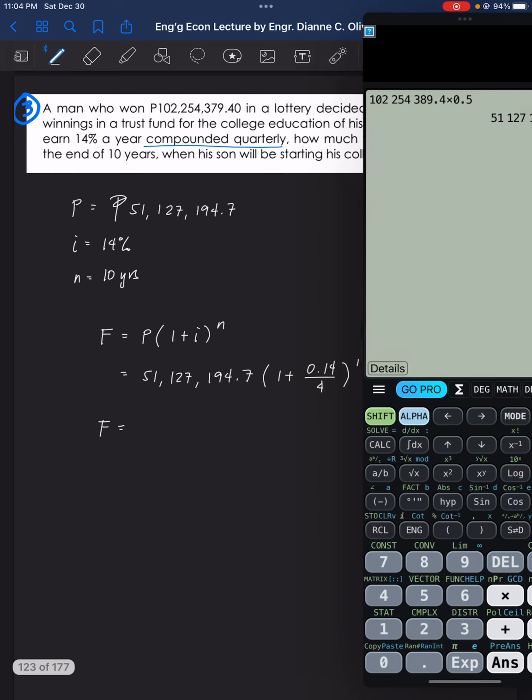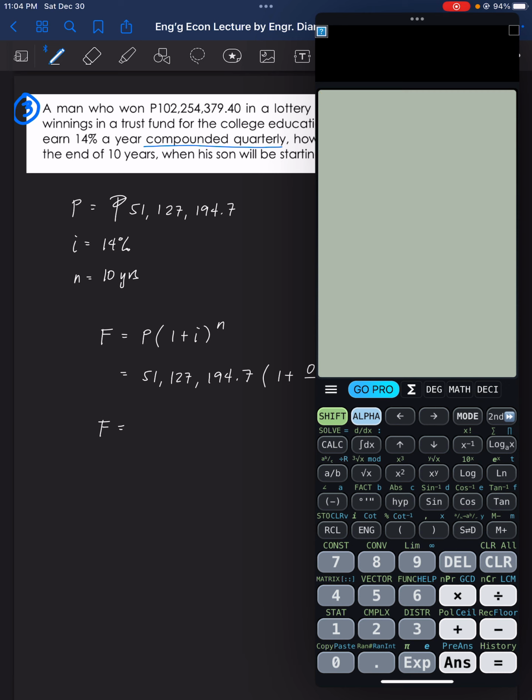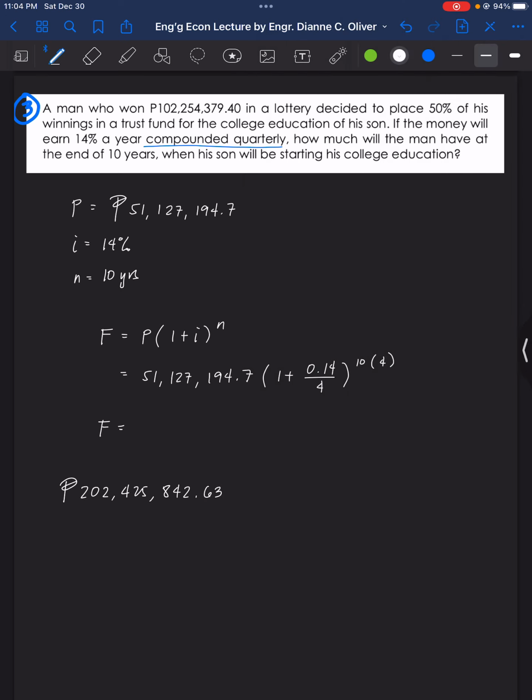So F, the future amount, is equal to 51,127,194.7 times 1 plus 0.14 over 4 raised to 40. So that will be 202 million, 202,425,842.63 pesos.